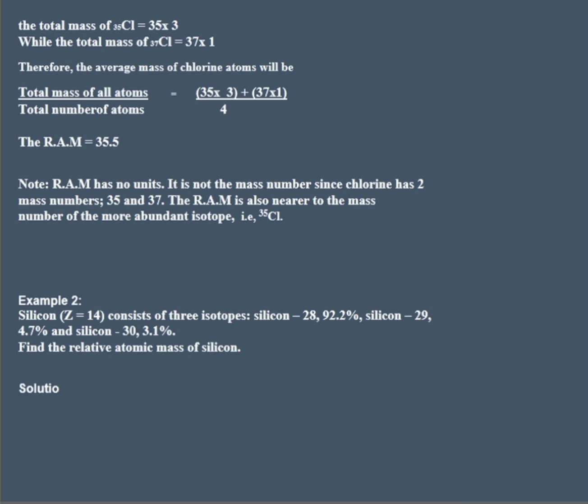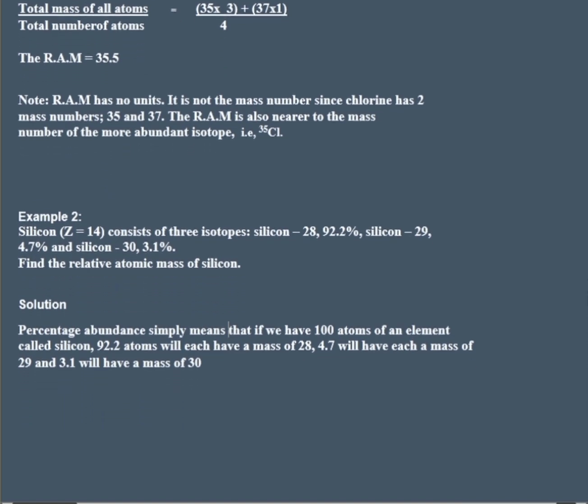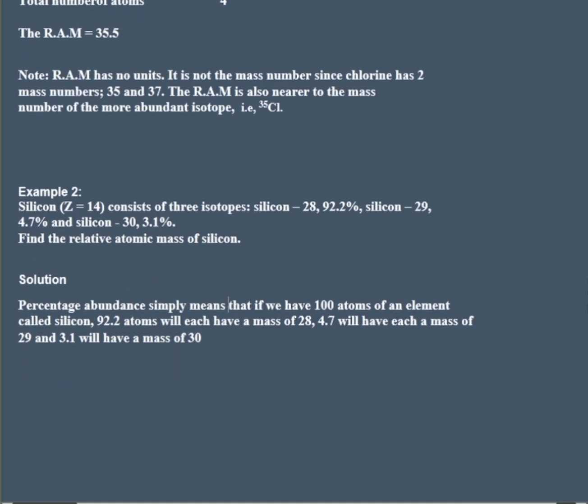That's the percentage abundance that we are given. So the percentage abundance simply means that if we have 100 atoms of silicon, 92.2 atoms will each have a mass of 28, 4.7 will have a mass of 29, and 3.1 will have a mass of 30.